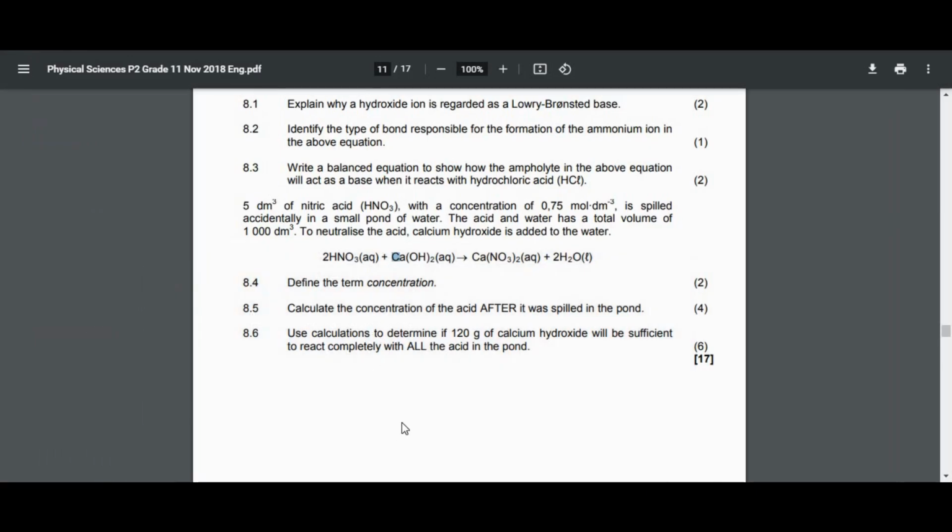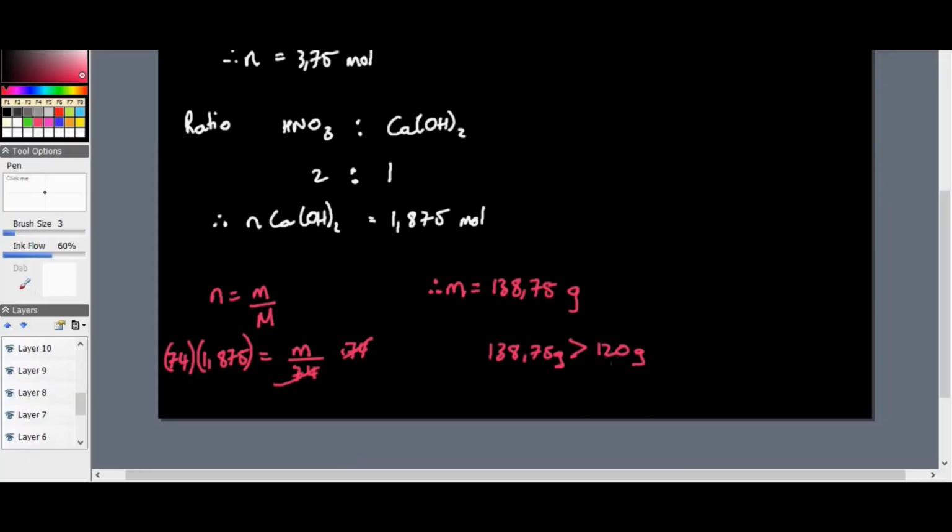So maybe they didn't use 120, maybe they just wanted to check if that would be enough. They performed a calculation and got us to perform a calculation, and we see that no, it's actually not enough. So our conclusion is therefore no, 120 grams is not sufficient. And that ends off question 8 of the 2018 November paper.